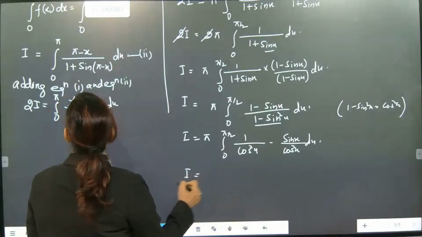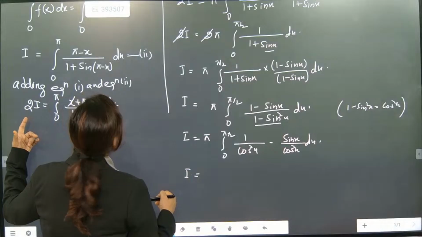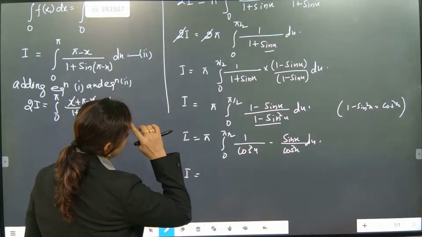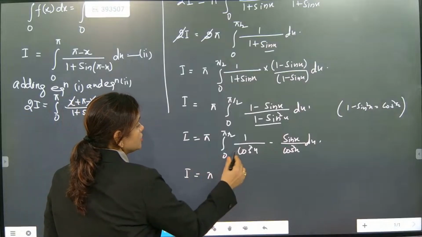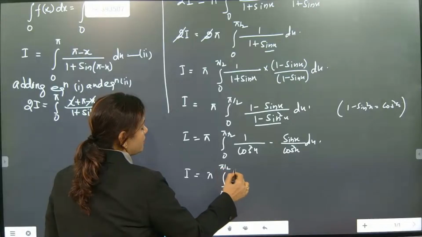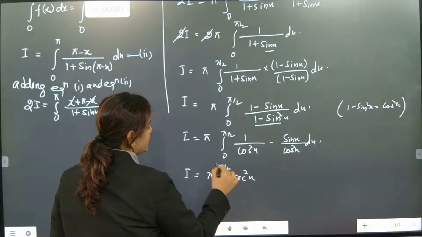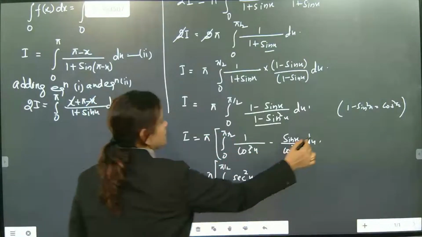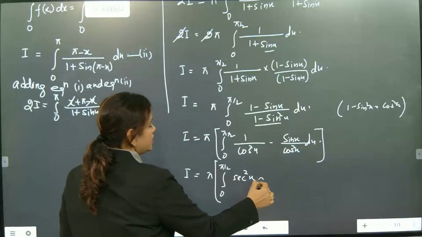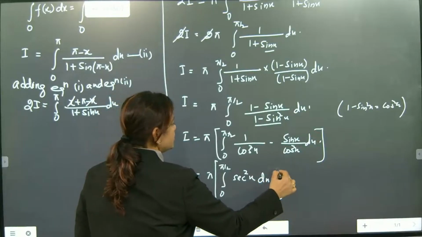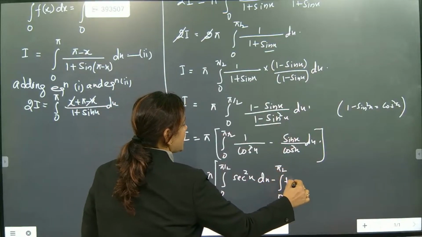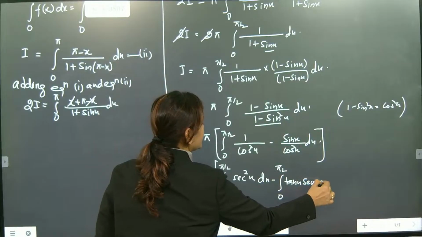We don't know, no idea. 2 was there, and 2 and 2 got cancelled. Nothing is there in our hand now. So it is coming as 0 to pi by 2 secant square x in bracket, because we have split it. So now you get dx minus 0 to pi by 2 tan x into secant x dx.